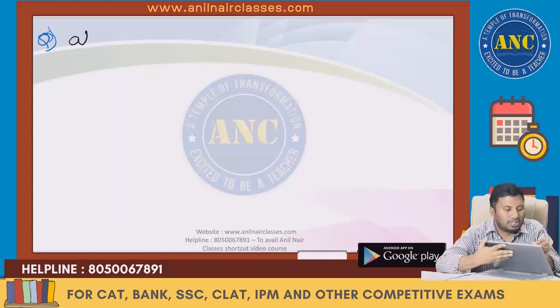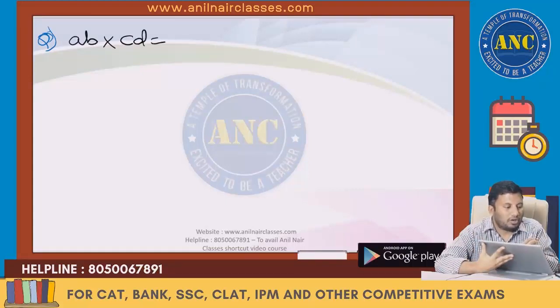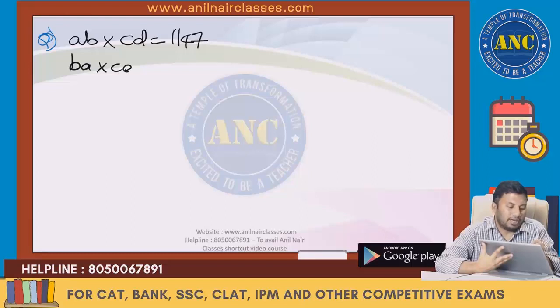AB into CD is equivalent to 1147. BA into CD is equivalent to 2263. Find the values of A, B, C, D.